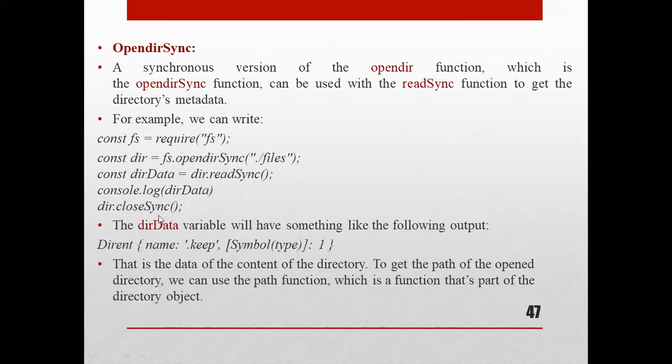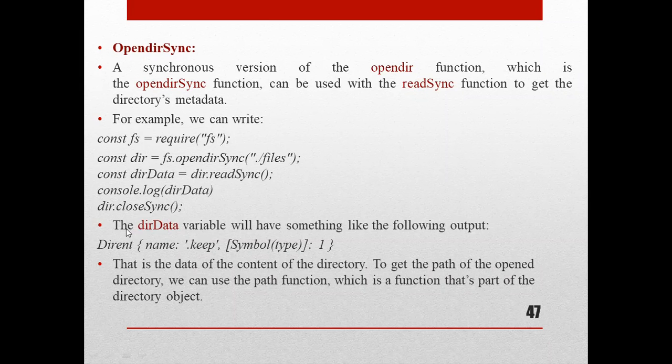Now print that dirData, that means see what contents it has. So console.log(dirData). And at last, close synchronously. Here you can see the synchronous version of close: dir.closeSync. All the synchronous versions we can use combined.